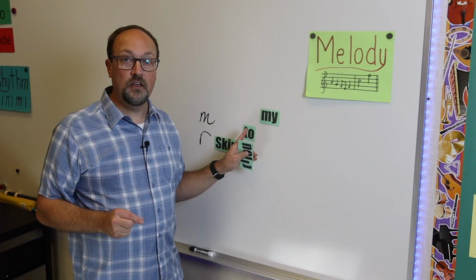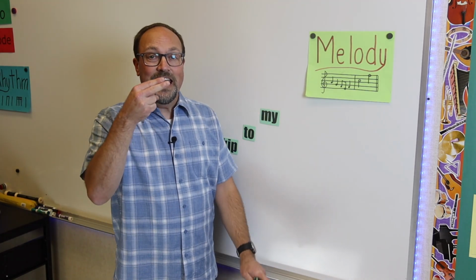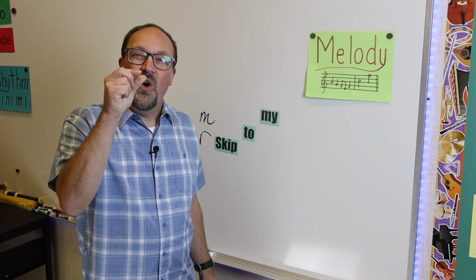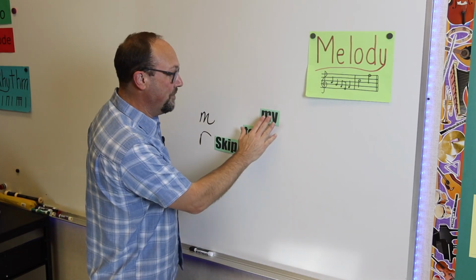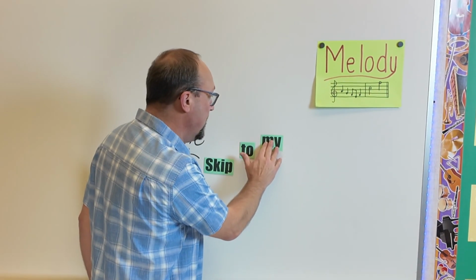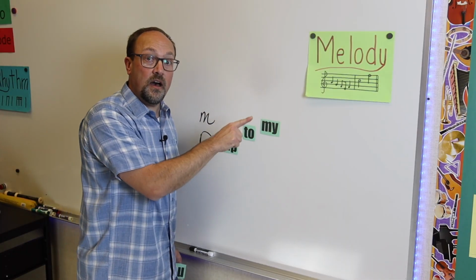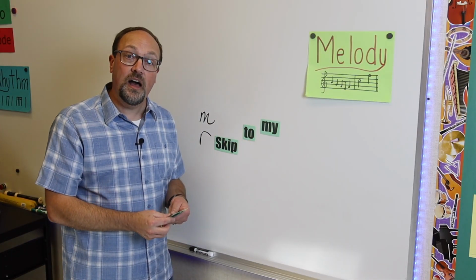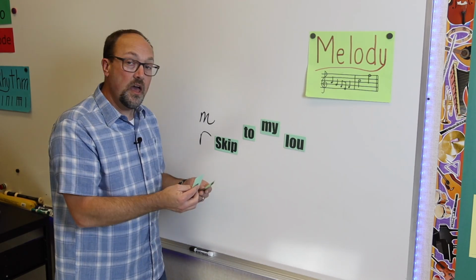So I say from "to" to "my," is that a whole step or just a little half step? And they'll go, it's a little half step. So instead of putting it all the way up here, you'll put it halfway in between. "Skip to my Lou, my Lou." And that goes down to the mi.